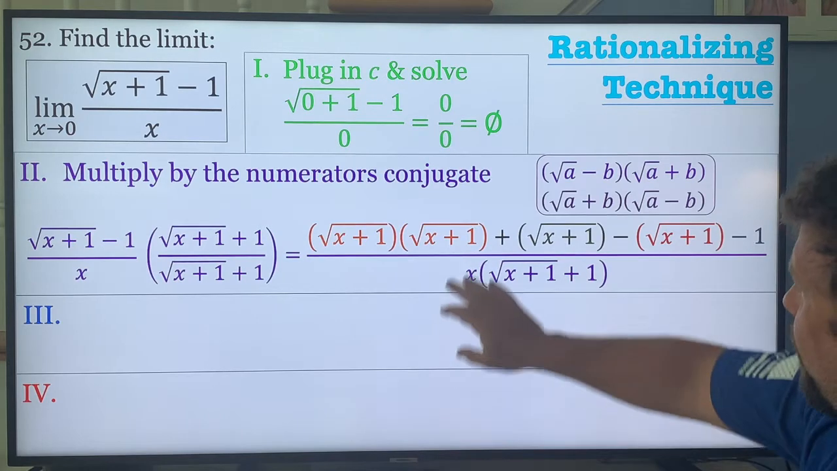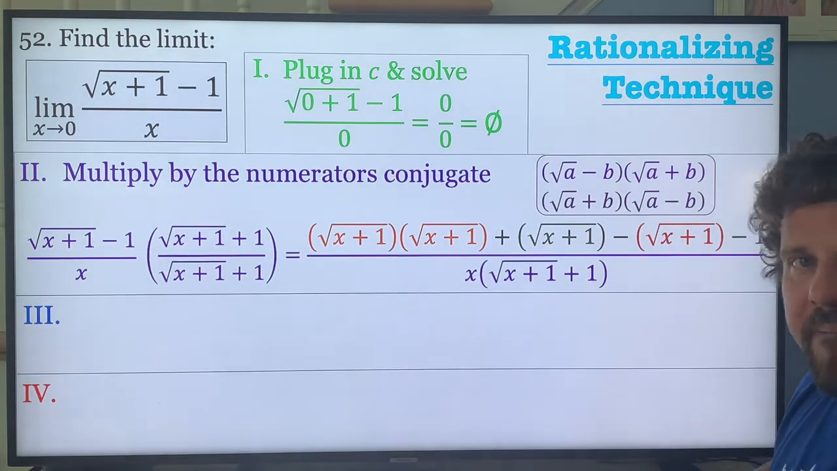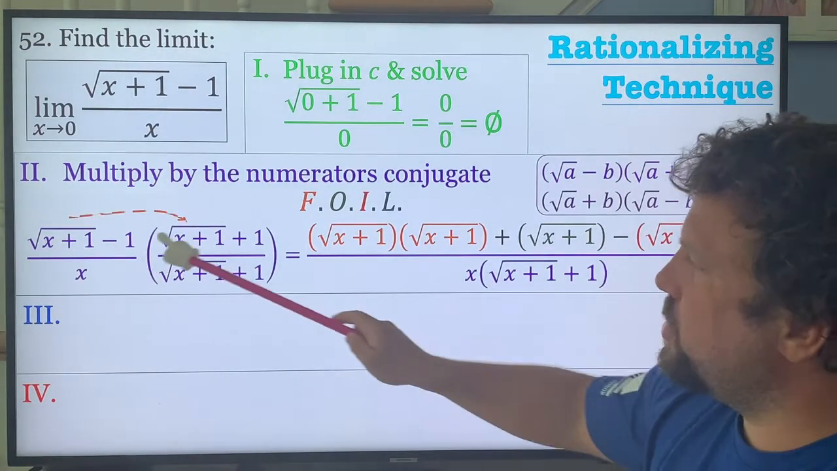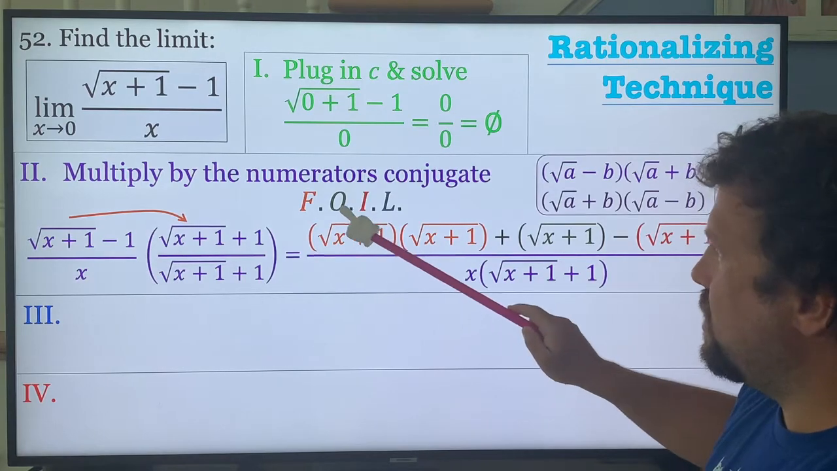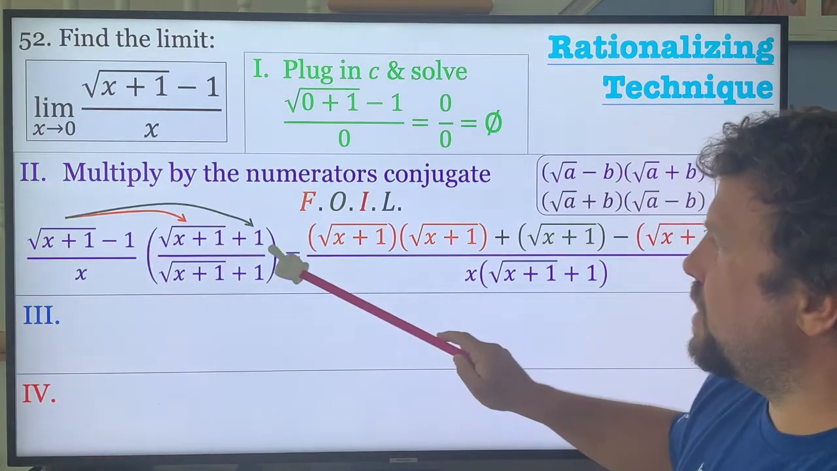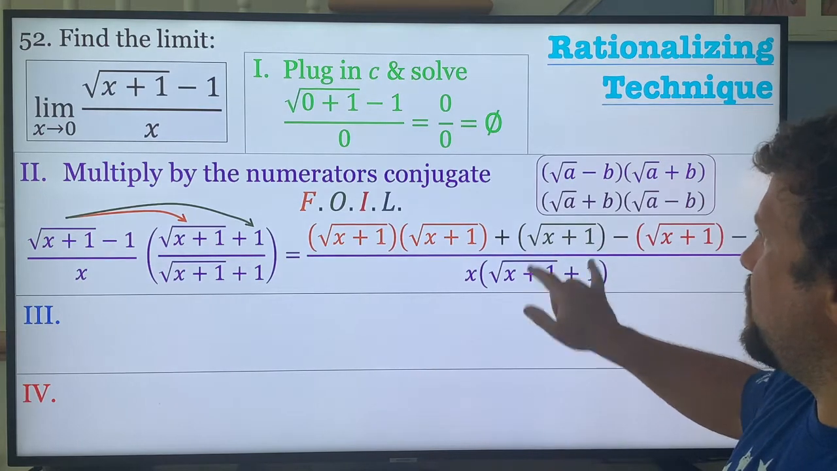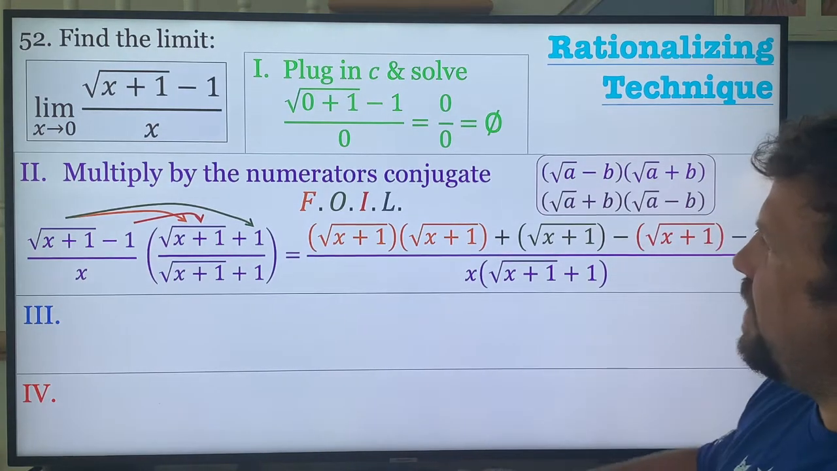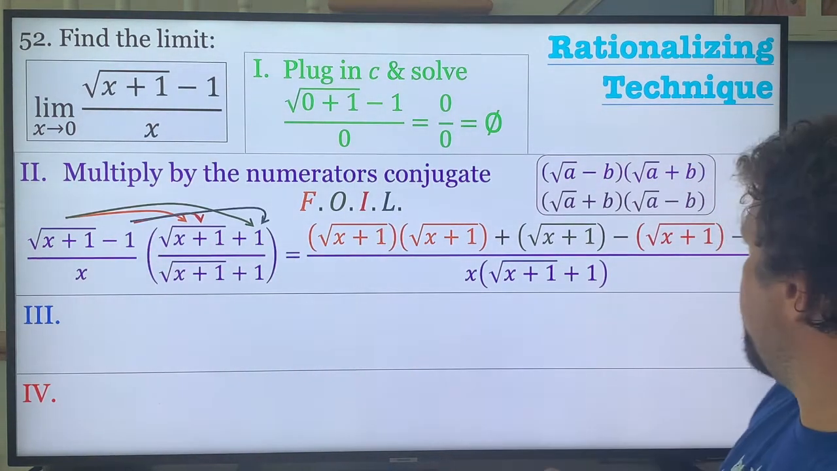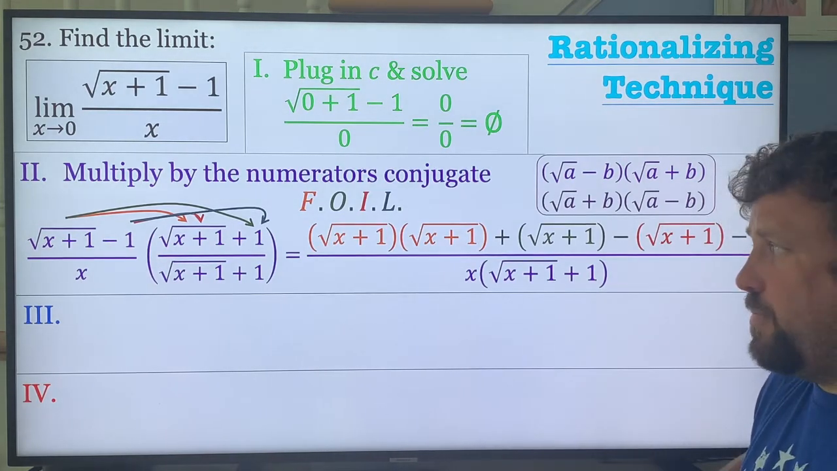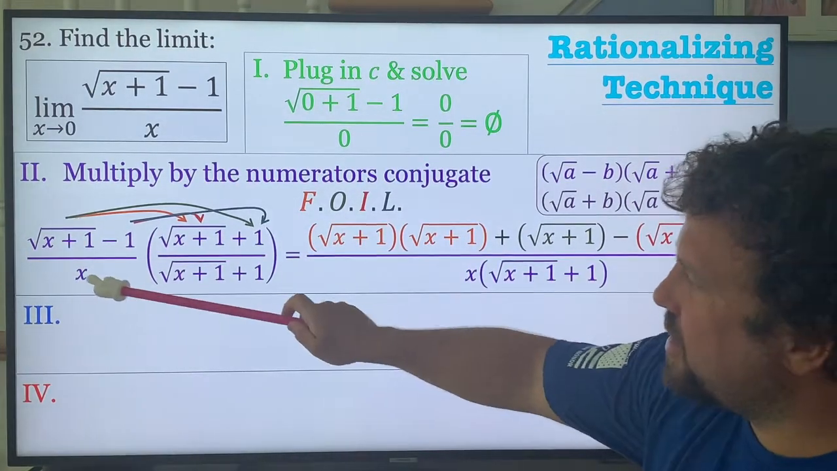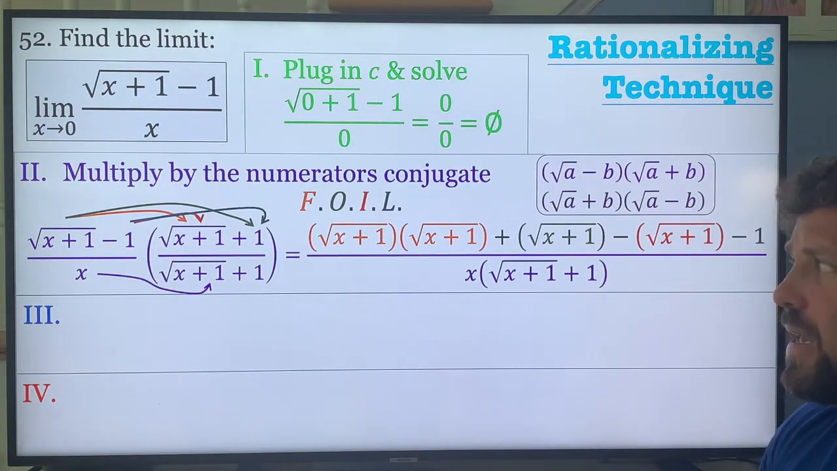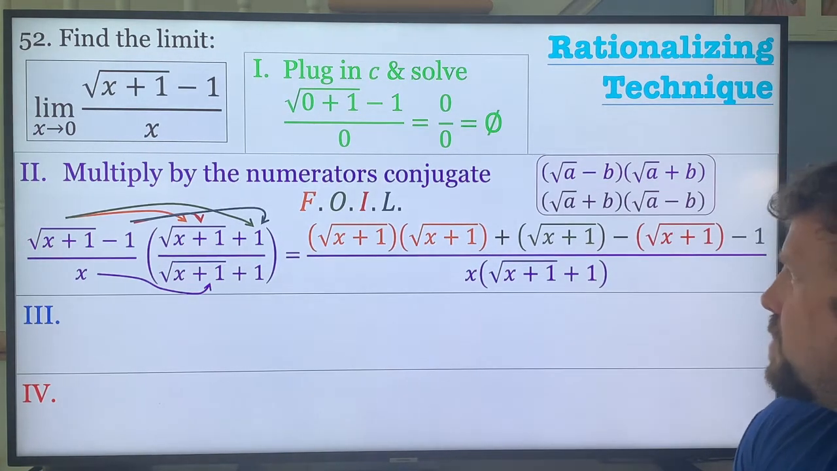Now, how the heck did I get this? What do you think? I used FOIL. You guys remember FOIL? So FOIL works as first, that gives me this, over outer, square root of x plus 1 times 1, square root of x plus 1, inner, negative 1 times square root of x plus 1, and then last, negative 1 times 1 is negative 1. So that's where that stuff comes from. Now, where to get the bottom from? Well, x times the stuff on the bottom is just x times the stuff in the bottom. Now, the reason I didn't multiply it in there yet is we're going to see what reduces first.